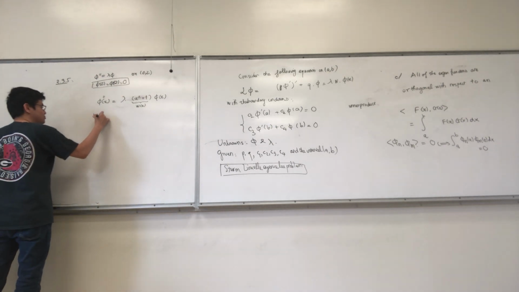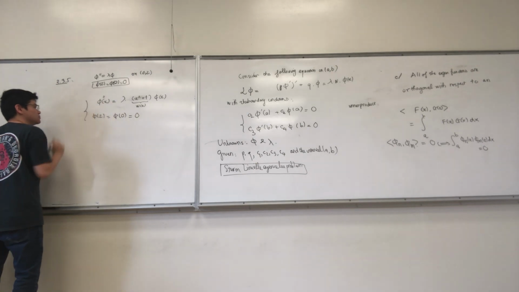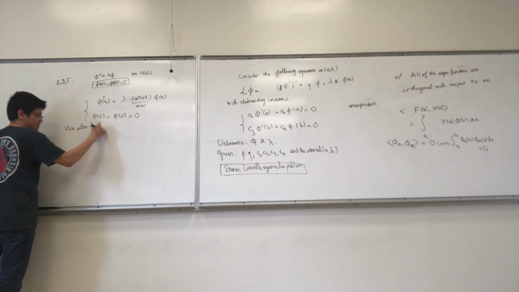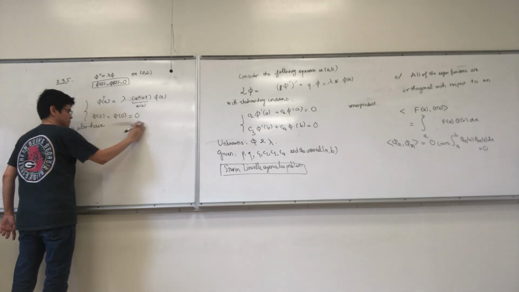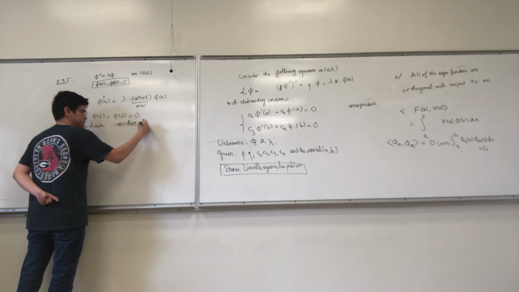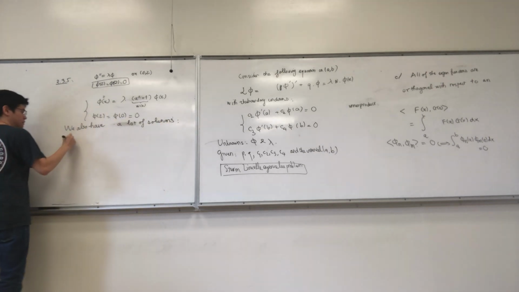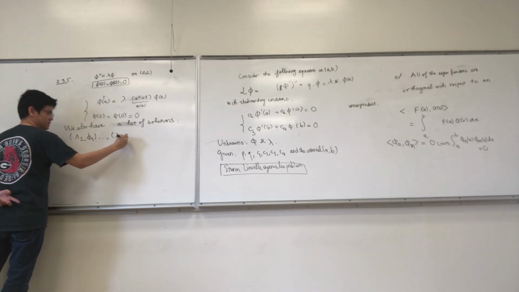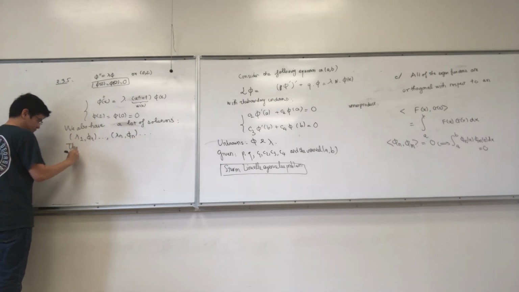Then phi(2) is going to be phi(0), and it's 0. So in this case, we also have a series of solutions, a lot of solutions: lambda 1, phi 1, lambda n, phi n. They are also orthogonal.